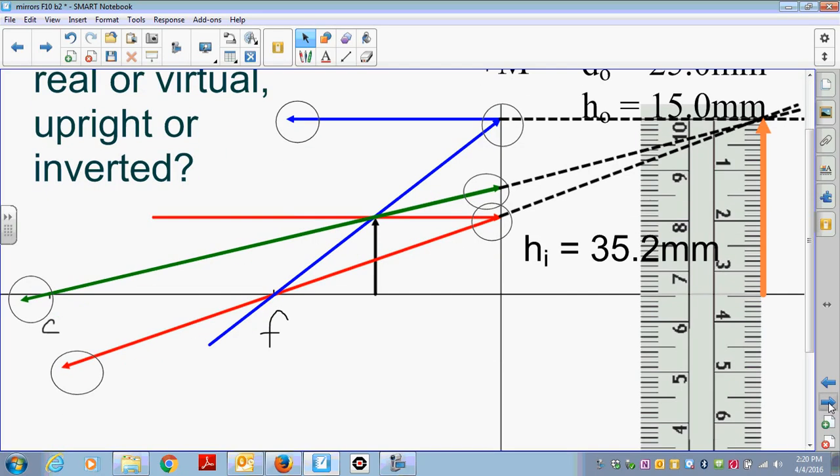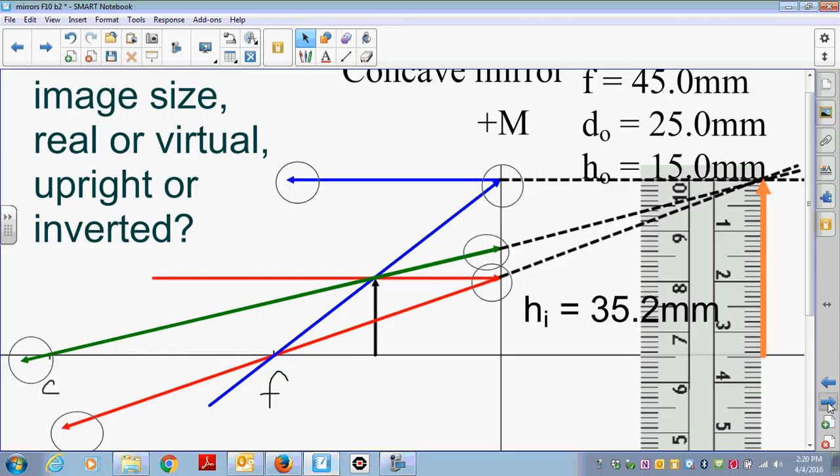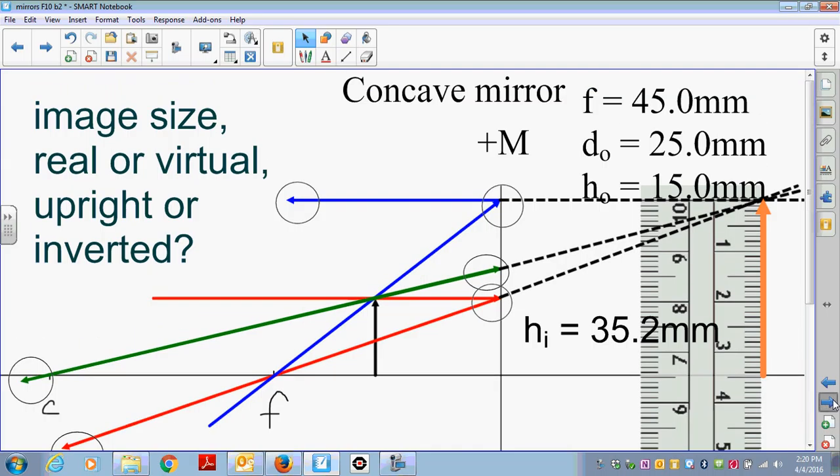Is it upright or inverted? That's right, it's upright. Is it real or virtual? It's going to be virtual because it's upright. Okay, is it magnified or demagnified? It's magnified. Okay, so there you go. That's how you get the properties of your image.